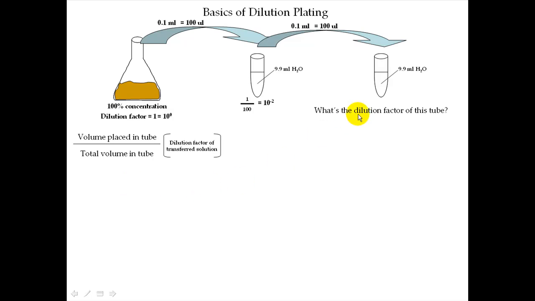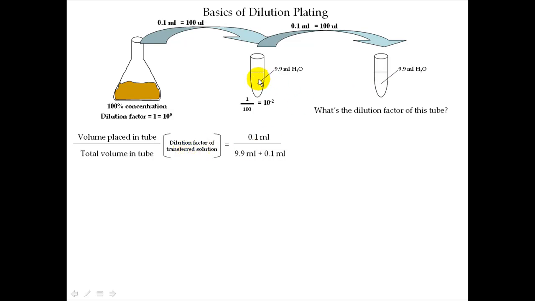And in this particular example, here are the numbers you would get. The volume you placed in this tube was 1/10 of a mil, so that's what you would have here, divided by the total volume in that tube. Well, the total volume in that tube is the 9.9 milliliters of water that was in there to begin with, plus the 1/10 of a milliliter that you just put in there. So this is the total amount of liquid in this tube. And it says that you multiply that whole thing by the dilution factor of the transferred solution.